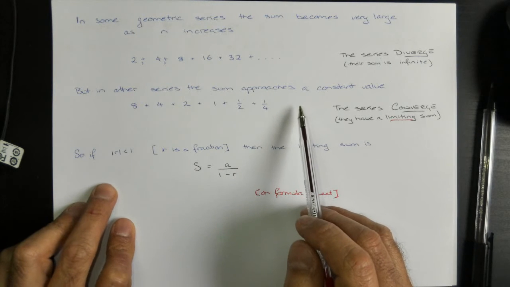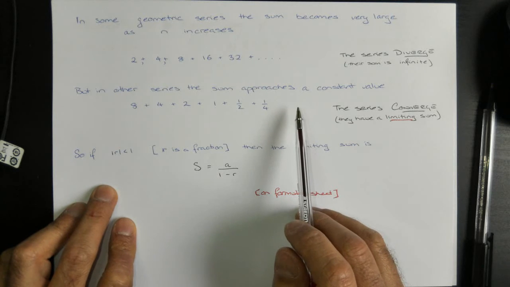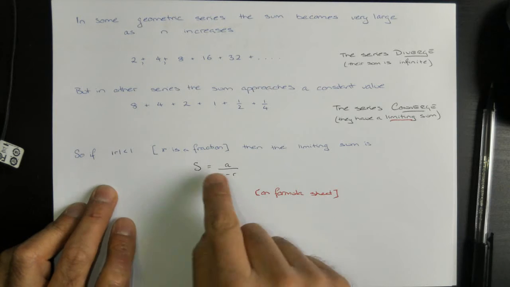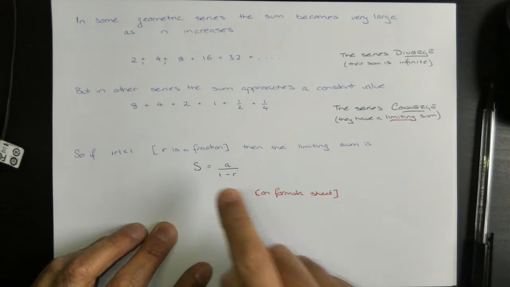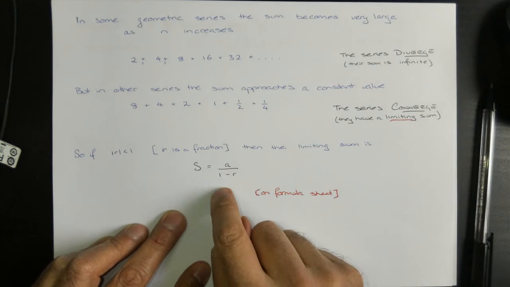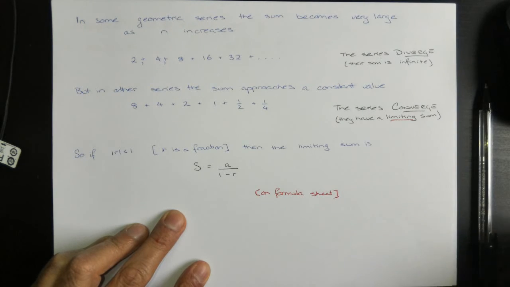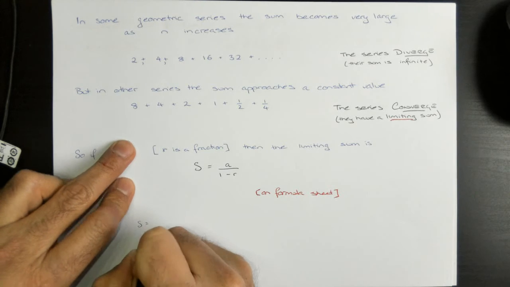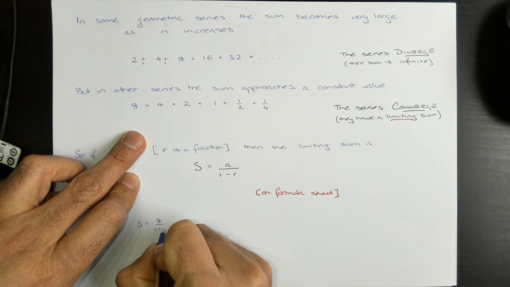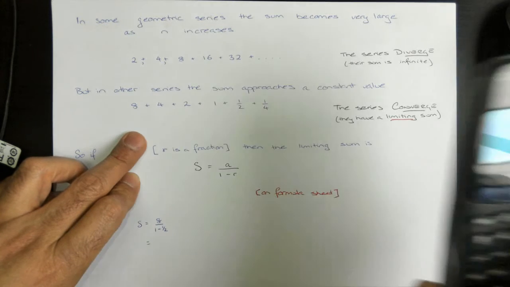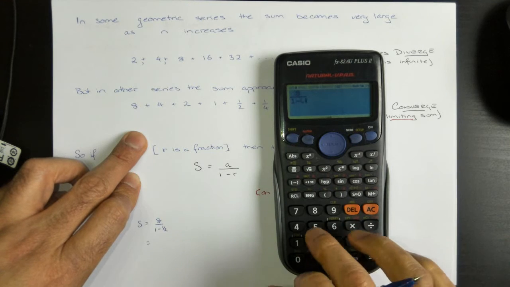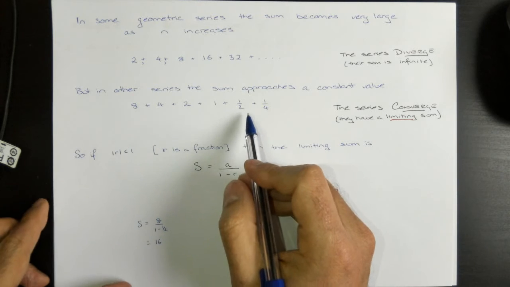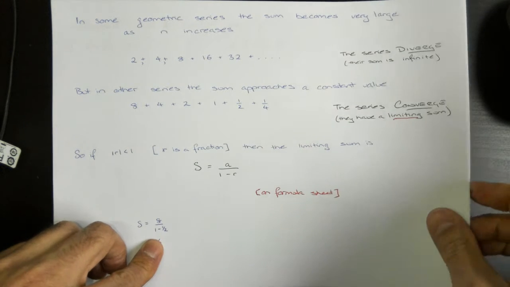So any series that has a common ratio of a fraction will have a limiting sum. So if the absolute R is less than 1, or R is a fraction, then it has a limiting sum, and we can use this formula. The sum is the first term over 1 minus the ratio. So if I was to do this for that, the first term in this situation was 8, and the ratio was a half. So 8 over 1 minus 0.5, we get 16. As you can see, the numbers were converging closer and closer to the sum of 16.